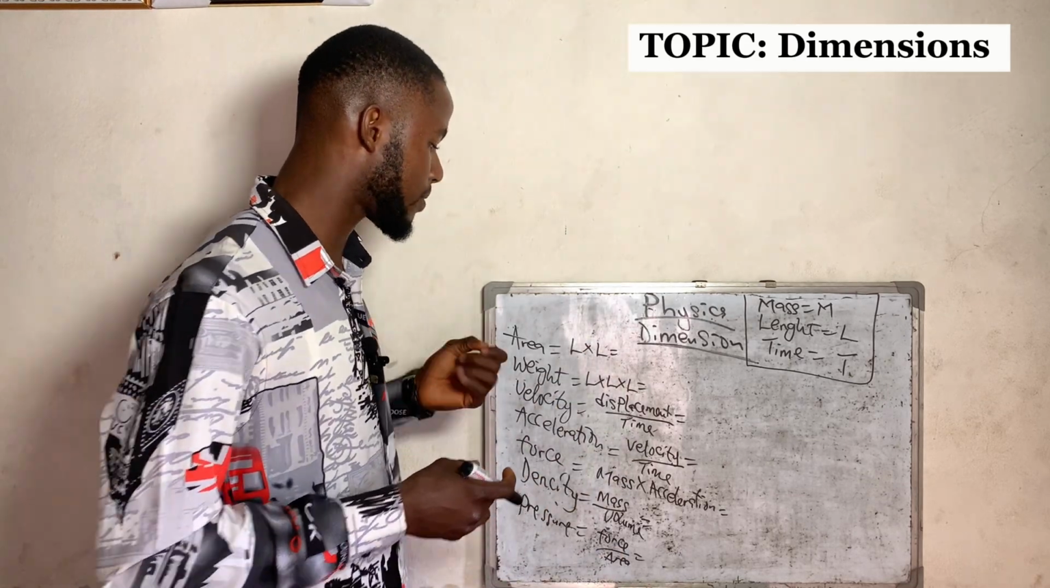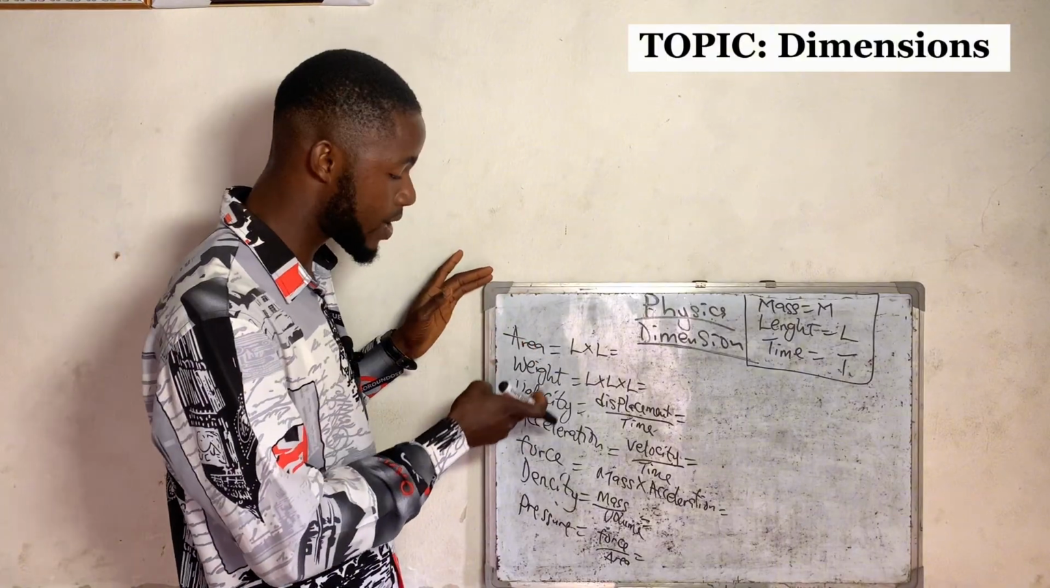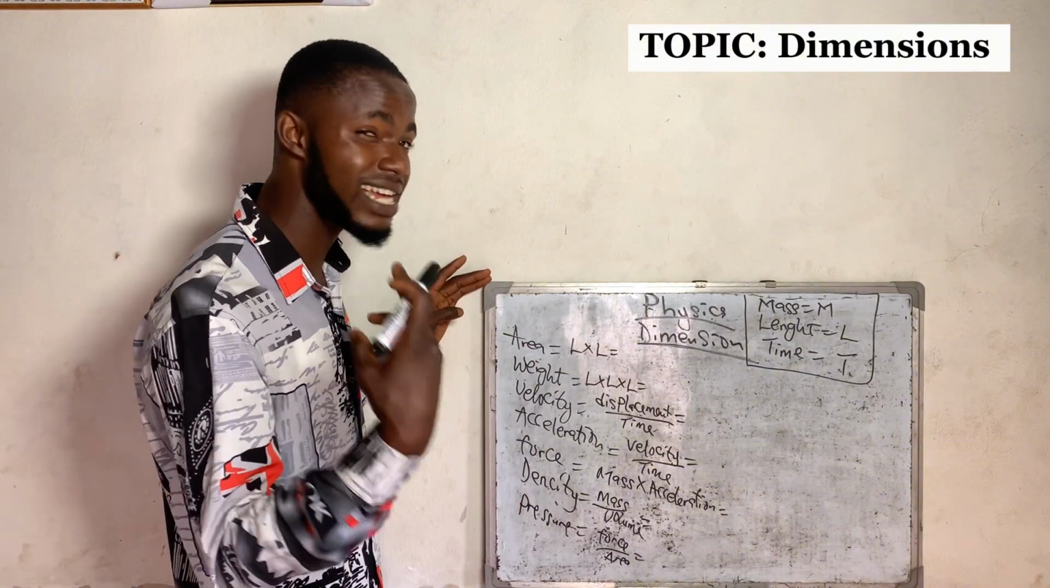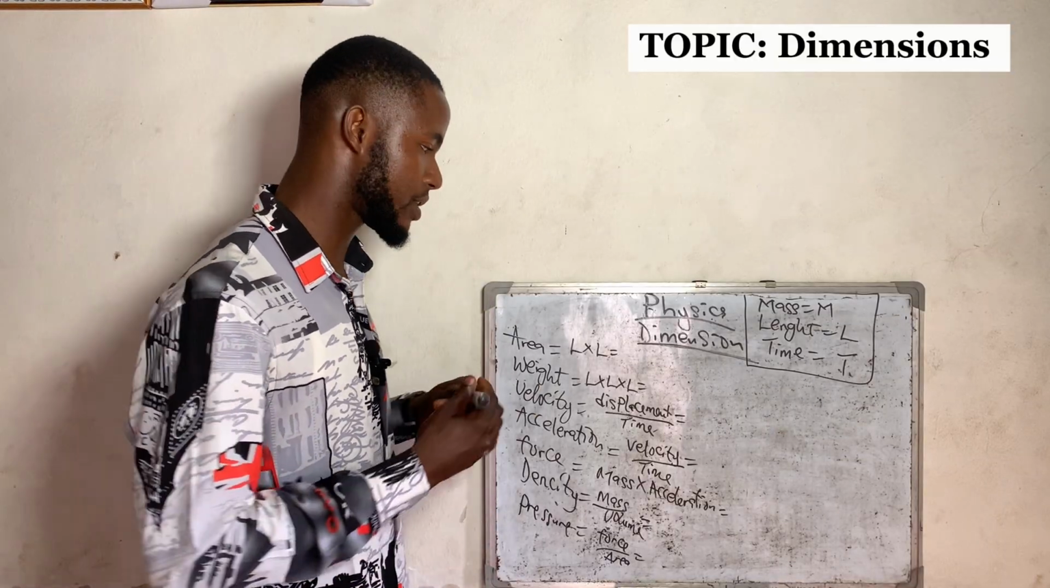So now what do we have? We are asked to find the dimension for what? Area, weight, velocity, acceleration, force, density, and pressure. So let's go with area. That is the first one.